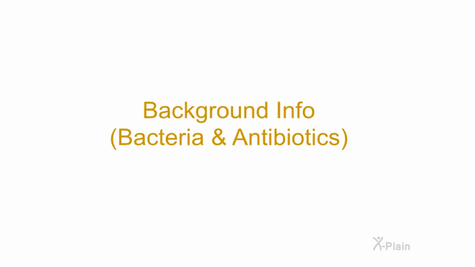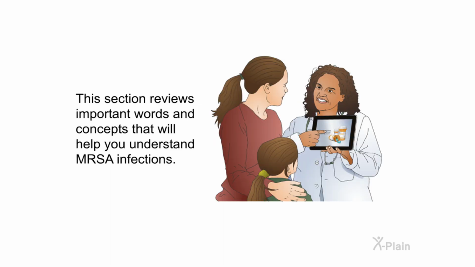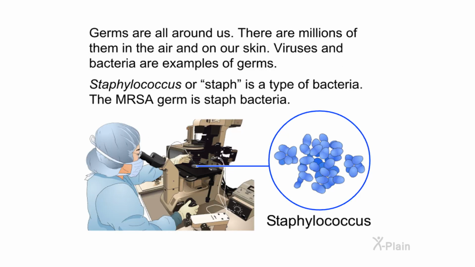Background info: bacteria and antibiotics. This section reviews important words and concepts that will help you understand MRSA infections. Germs are all around us. There are millions of them in the air and on our skin. Viruses and bacteria are examples of germs. Staphylococcus, or staph, is a type of bacteria. The MRSA germ is staph bacteria.